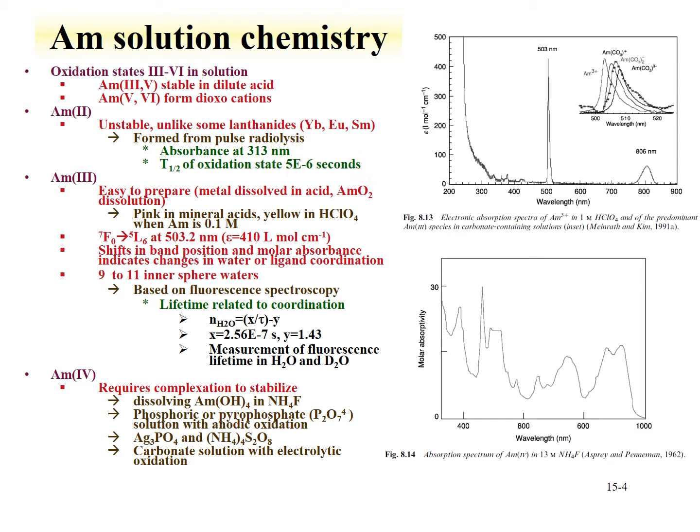Americium 3 is the primary oxidation state one would find in solution. It's easy to prepare. One can dissolve metal in acid or dissolve the americium dioxide. Both will form the trivalent oxidation state. It's a pink solution in mineral acids. However, in higher concentrated perchloric solutions above 0.1 molar, americium can be yellow. There's an absorbance at 503 nanometers with a molar absorptivity of over 400.